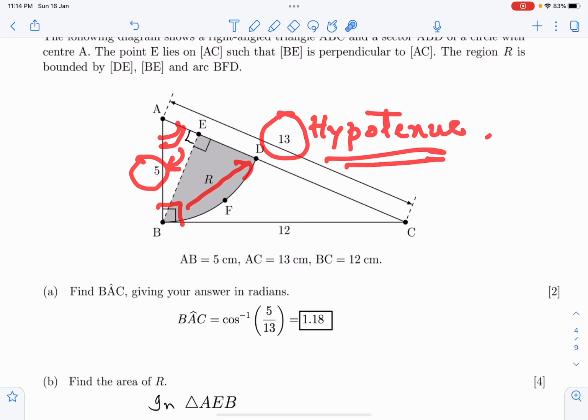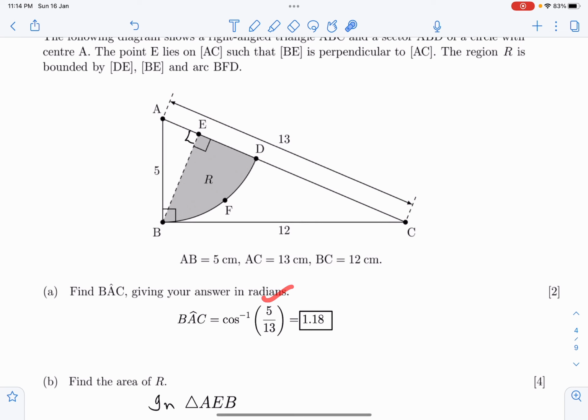I hope you understood this, which is equal to 1.18 to 3 significant figures, because they said find it, so I found it. But for the next section, I am going to use the unrounded value, so that my calculation is more accurate. Now that has finished the first part.